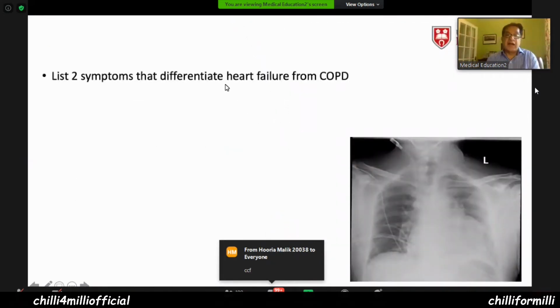Let me tell you guys one thing. When there is an easy diagnosis, that simply means that the examiner is not asking you the diagnosis, because the diagnosis has already been given. So my questions start after the diagnosis. List two symptoms that differentiate heart failure from COPD. Aslam, I expect you to tell us the difference between heart failure and COPD.